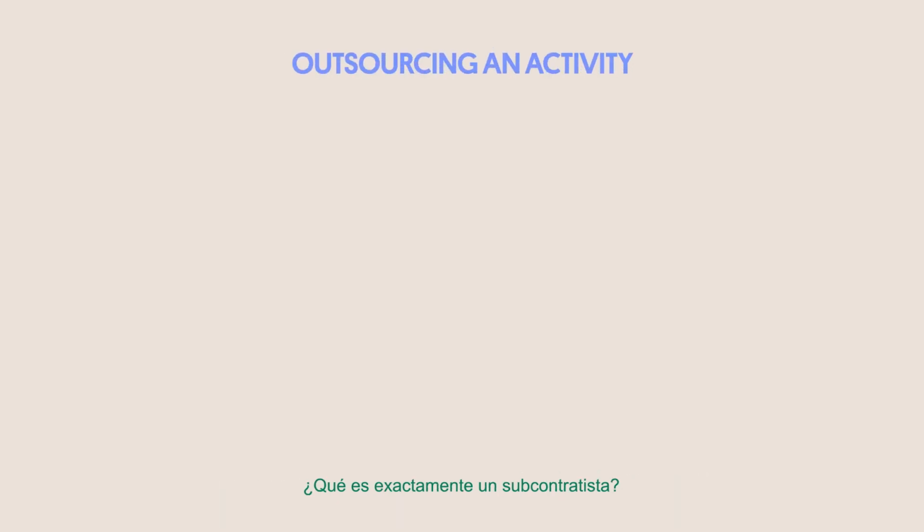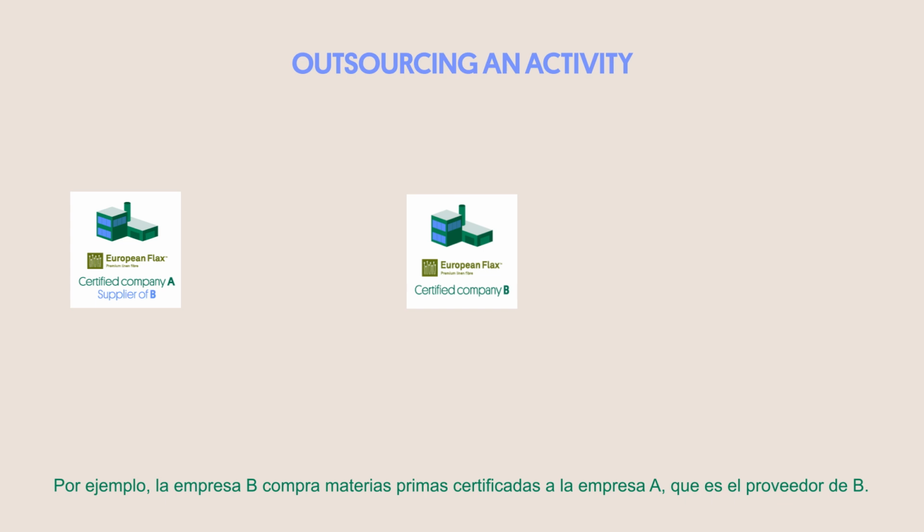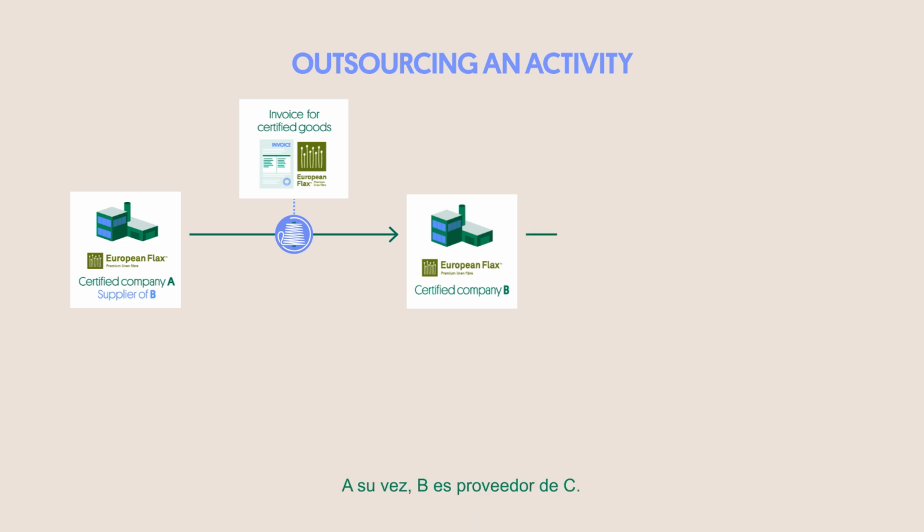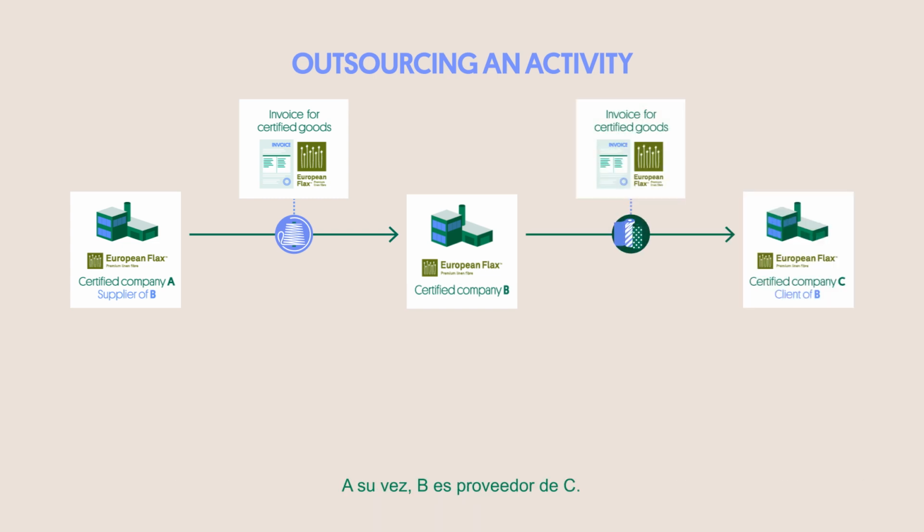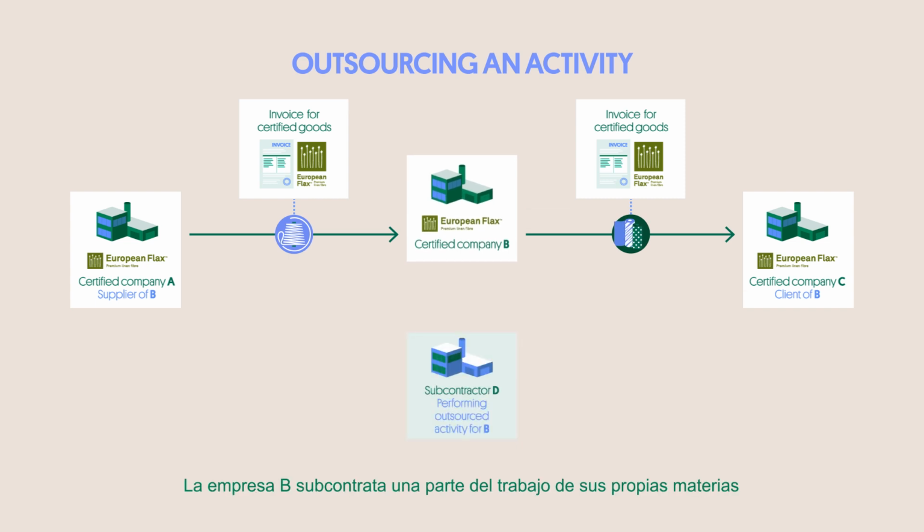What exactly are subcontractors? To start simply, subcontractors are not suppliers. For example, Company B buys certified input materials from Company A, who is B's supplier. And B, in turn, is C's supplier. Company B outsources work on their certified materials to Company D, their subcontractor.